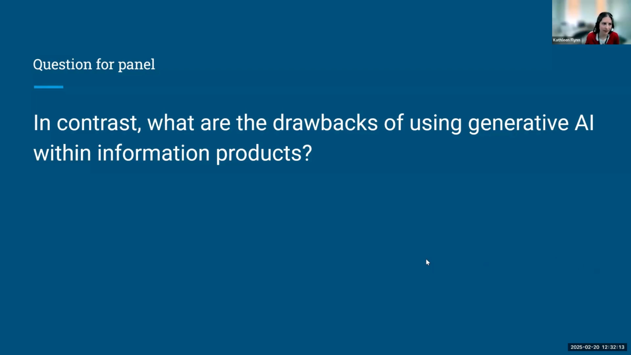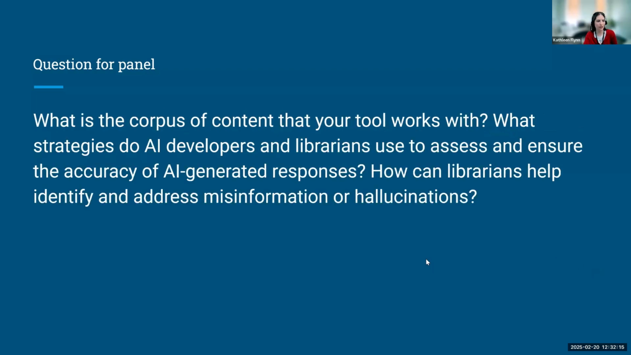Great. Thank you, everyone. So our next question is, what is the corpus of content that your tool works with? What strategies do AI developers and librarians use to assess and ensure the accuracy of AI-generated responses? And how can librarians help identify and address misinformation or hallucinations? So let's start with Emily this time.